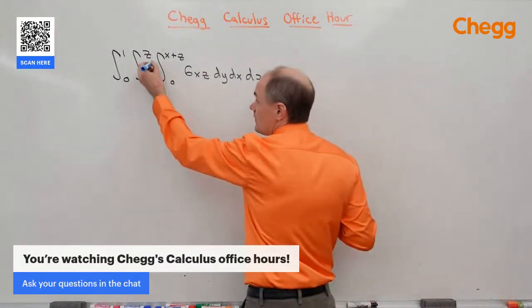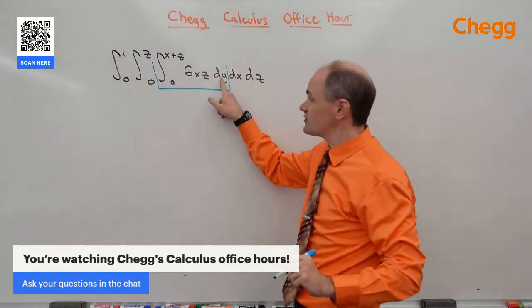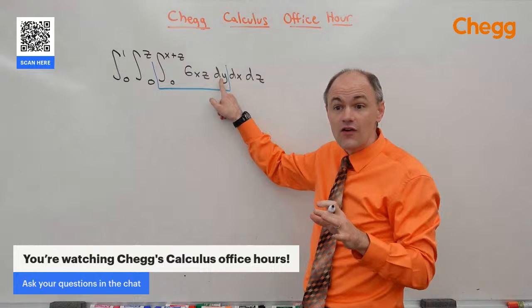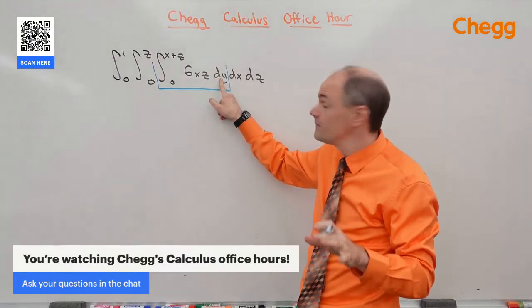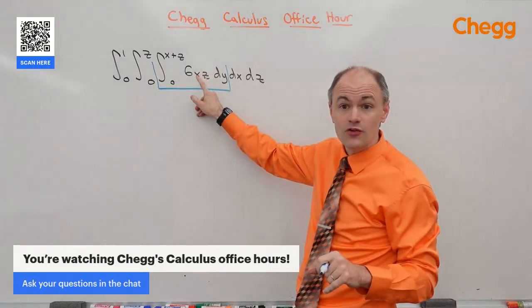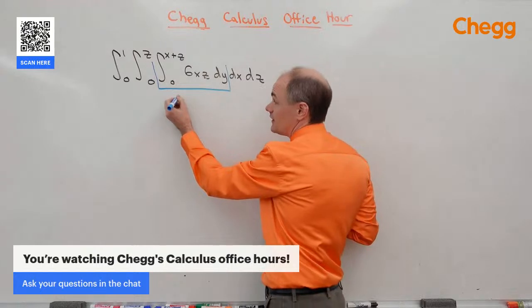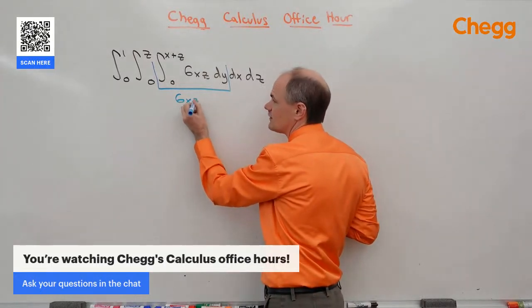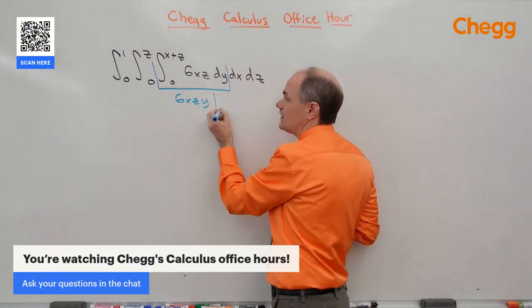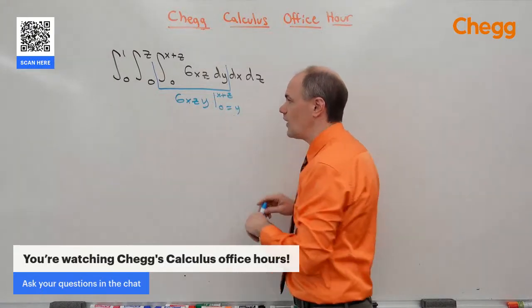So the first nest is going to be this integral right here. That's just dy, which means our variable is actually y. And then we're going to treat the others like a constant. So these are both constants. So this is really just a constant dy, whose antiderivative is that constant times y integrated from 0 to x plus z.